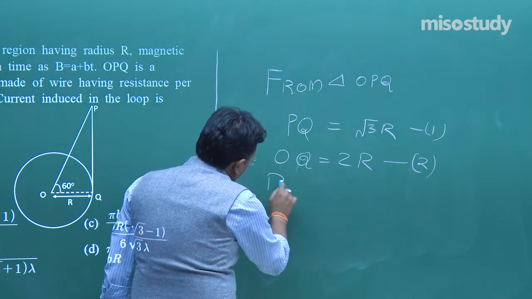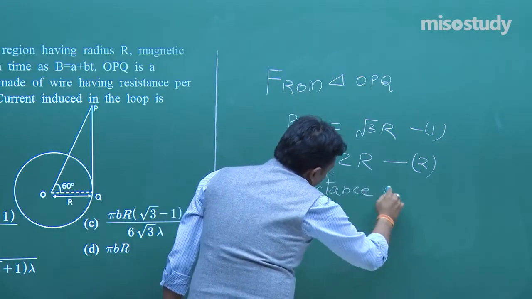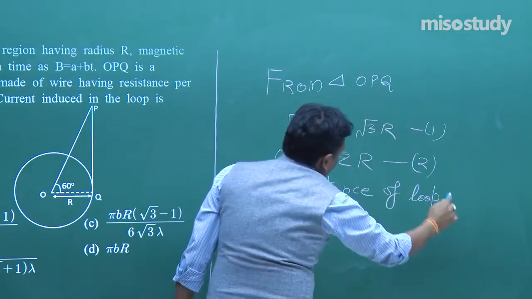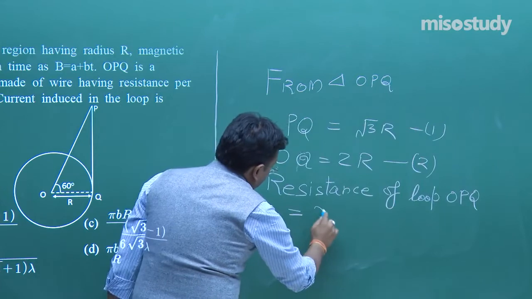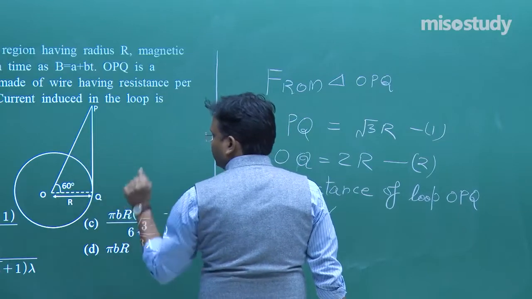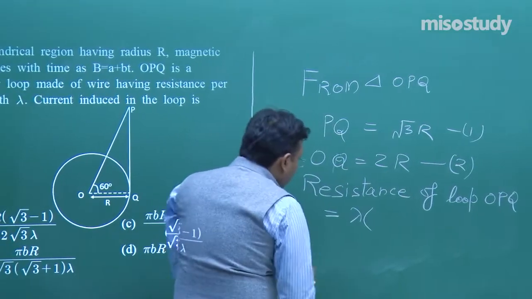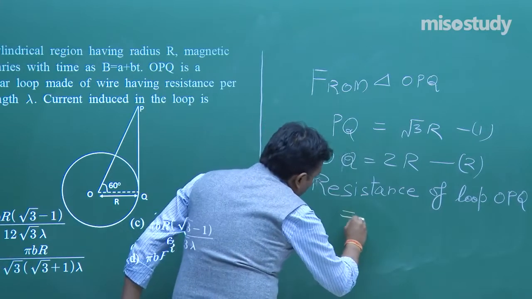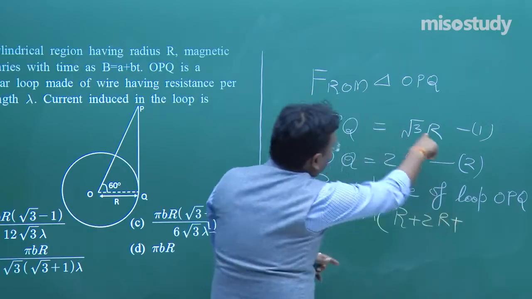So resistance of loop OPQ is how much? Is lambda, fine, because we don't know the exact length. So what we will do? Add this, add this, add this, and multiply by lambda. I think I should use a different color chalk to show you this. That is lambda times R plus 2R plus root 3R.